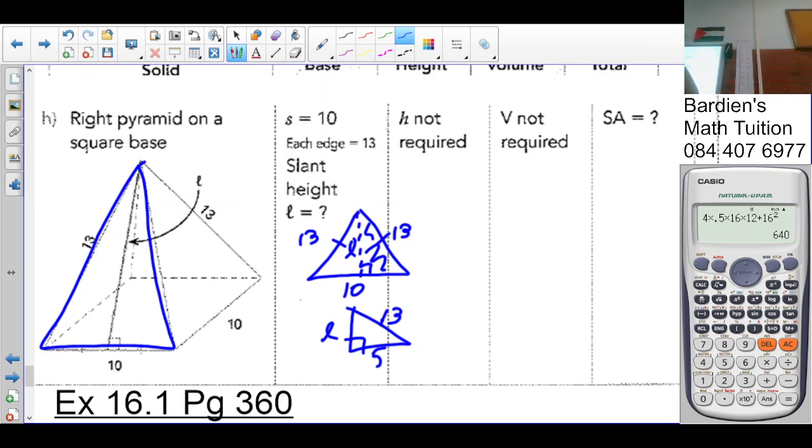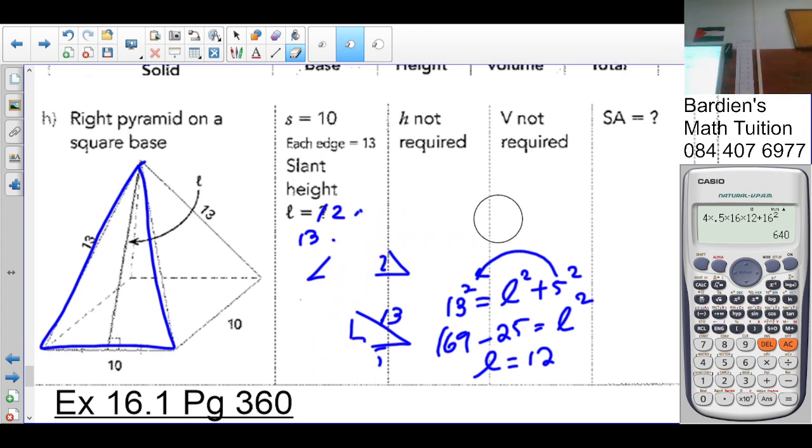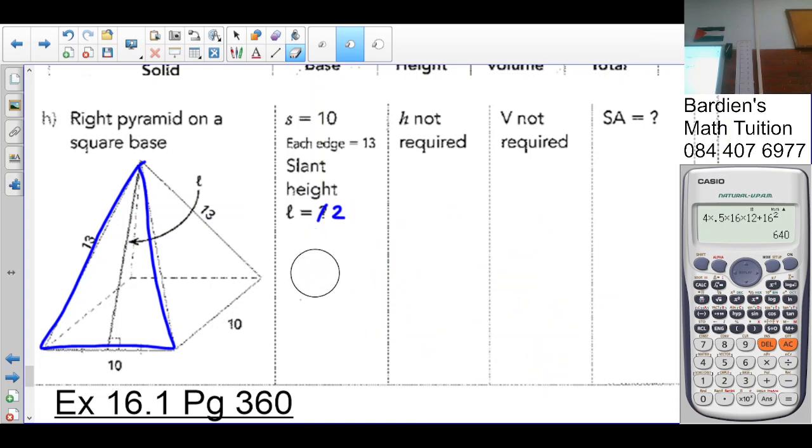And calculate now. So let's use Pythagoras. What would it be? 13 squared is equal to L squared plus 5 squared. 13 squared is 169 minus 25. What's 169 minus 25? 144, sorry. 144, the square root thereof, it's going to give you 12. So your slanted height there is going to give you 12. You all okay with that? The slanted height is 12.